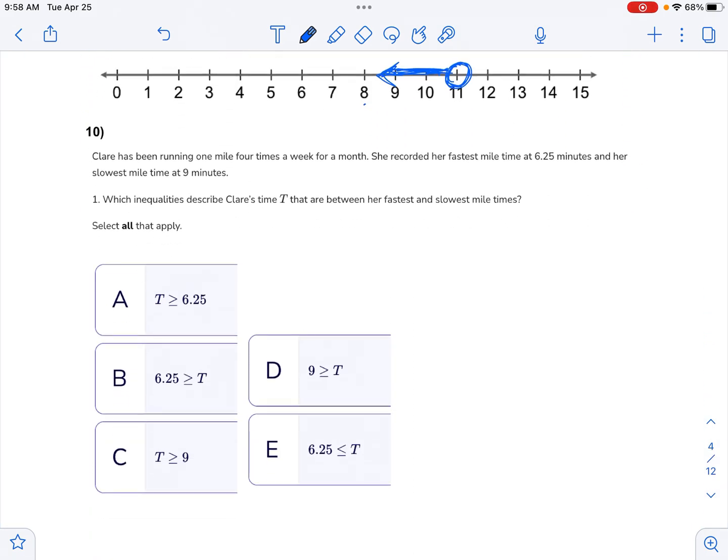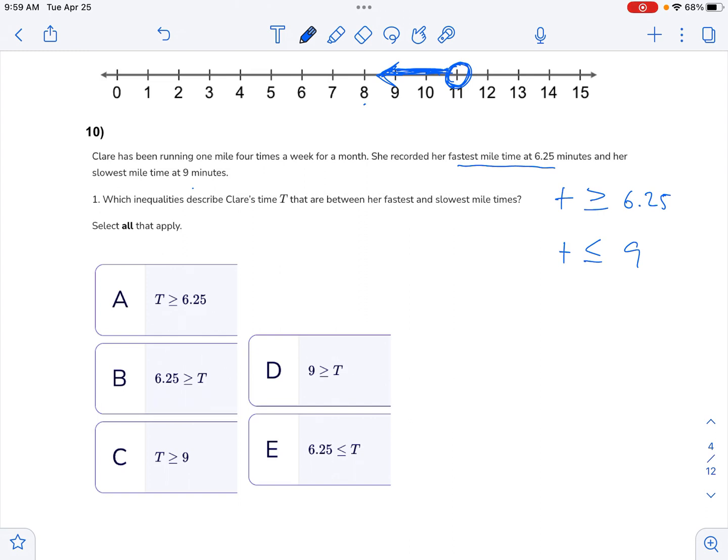Number 10. Let's see, Claire. She's been running 1 mile times a week for the month. She recorded her fastest time as, okay, that's her fastest time. So I'm going to write my little inequality over here. Her time, looks like we're using t as time. So that's the fastest she went, so all the rest of her times are going to be greater than or equal to 6.25. And her slowest time was 9 minutes. So her time is going to be anything less than or equal to 9 minutes.